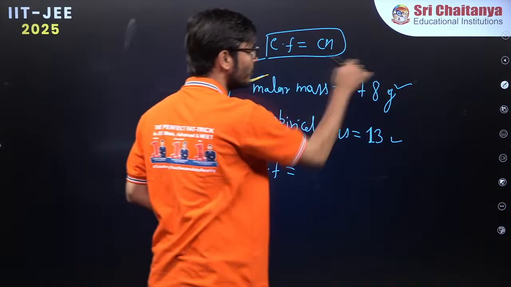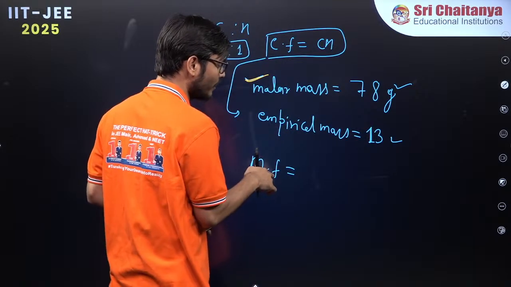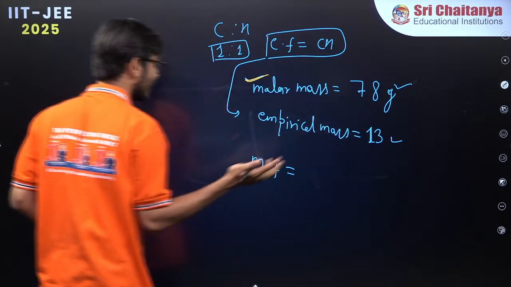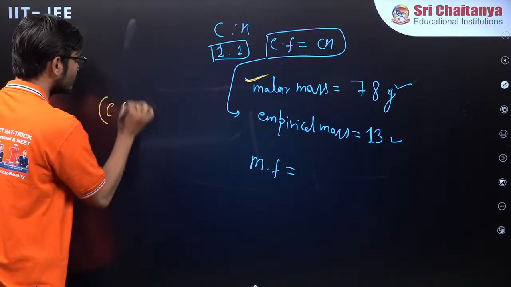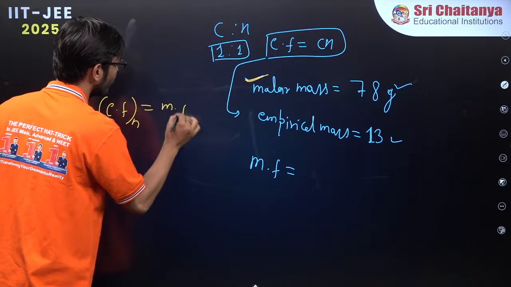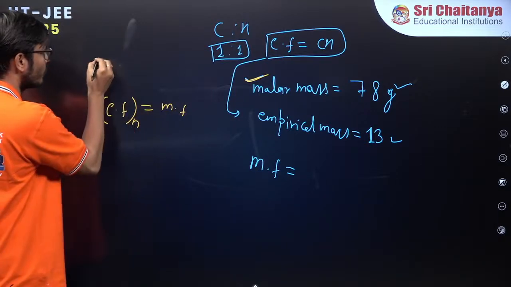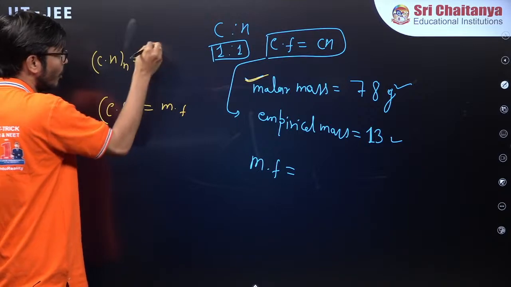The total mass of the compound is 78 and 13. So the molecular formula I can write like this: empirical formula with a subscript number n equals the molecular formula. What is this n value? If I have CH and I multiply by this number, I will have the molecular formula.